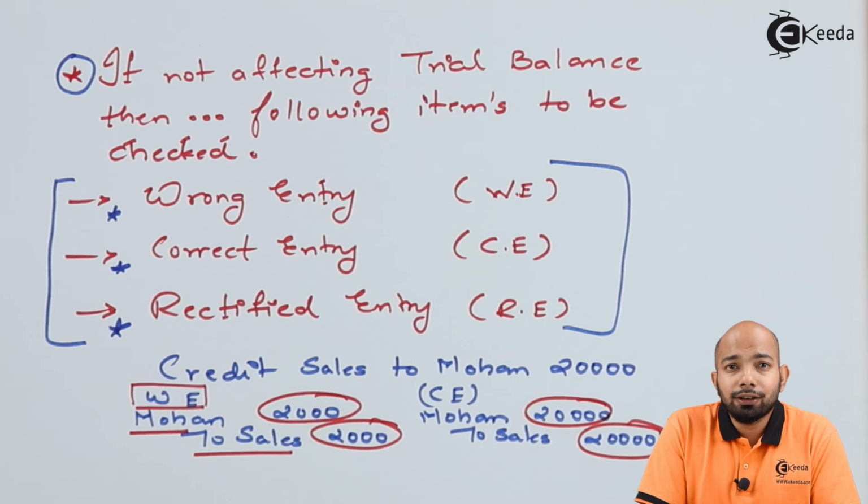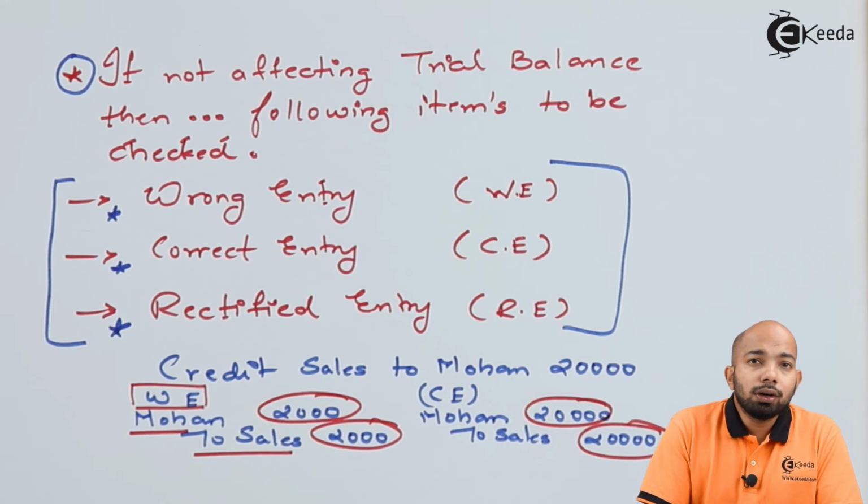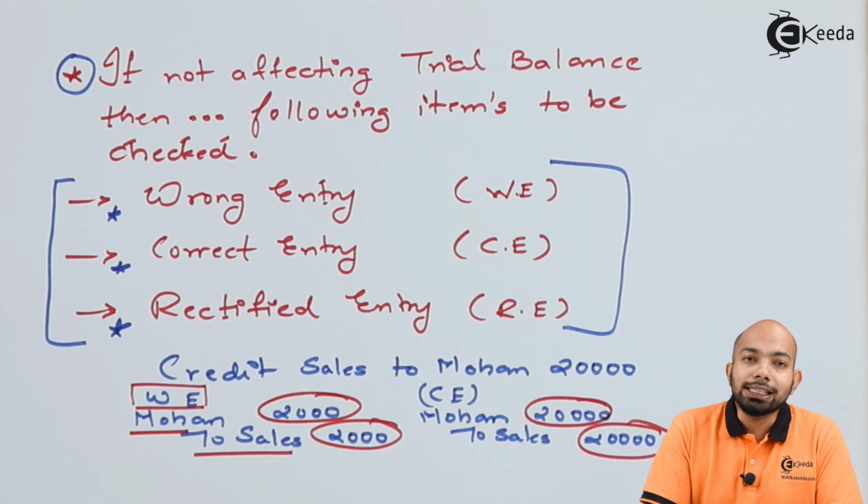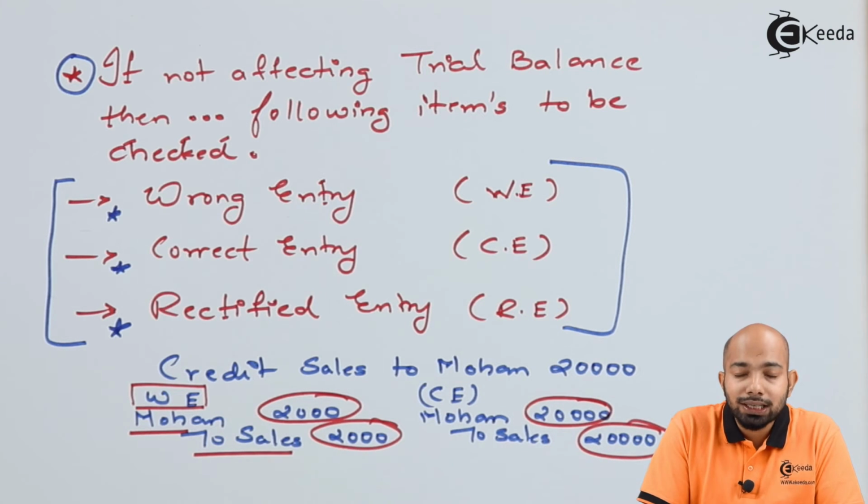How do we adjust that difference of 18,000 when we know that the entry is right? Mohan to sales, this is the entry. However, there is a difference in the amount. That means 2,000 has been debited or credited instead of 20,000. The difference comes to 18,000, which needs to be adjusted, and hence we'll be using a suspense account. Let's go ahead and find out that entry, which will be termed as the rectified entry.